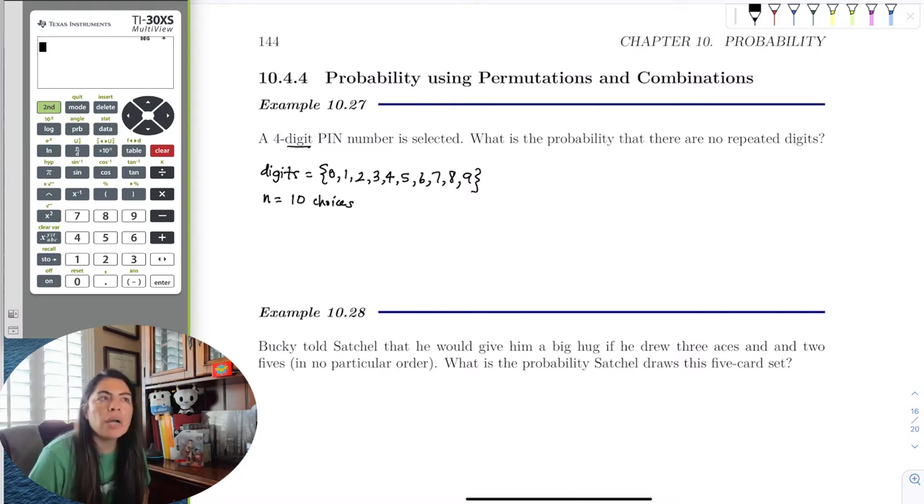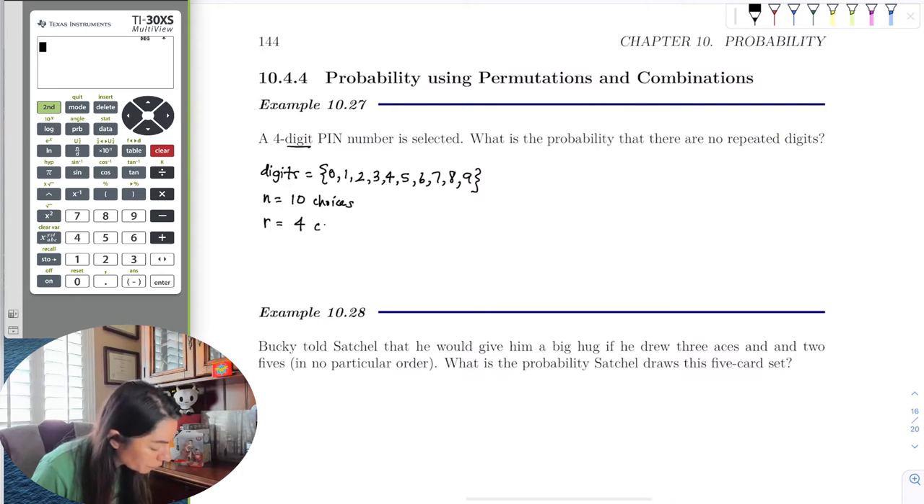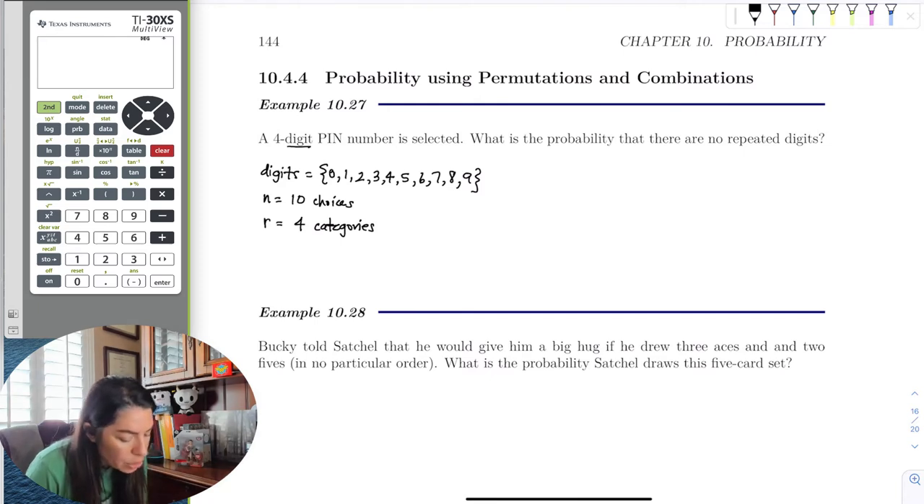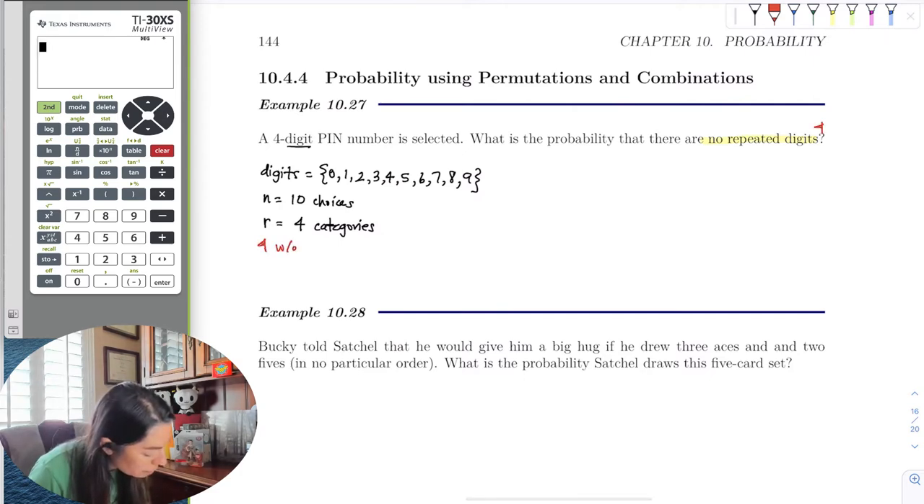A PIN is a personal identification number. It's something we usually use for our ATM card or something like that. And no repeated digits means that we cannot repeat a digit. So once we used one digit, we have one less for the next choice. Here we have 10 choices, but we're only picking four of them, four categories. So right away, when it says no repeated digits, that's the red flag that says, okay, without replacement.